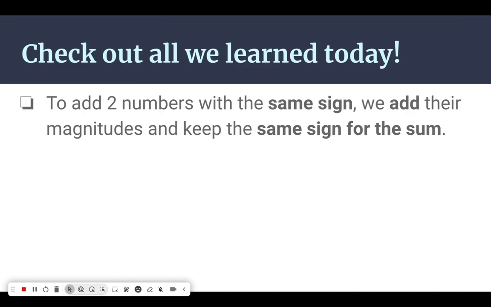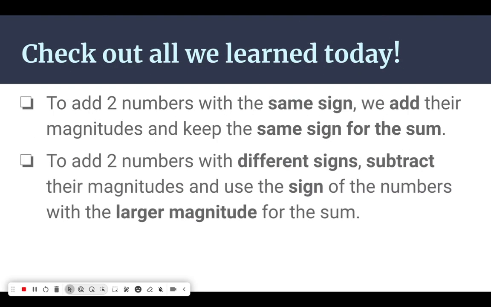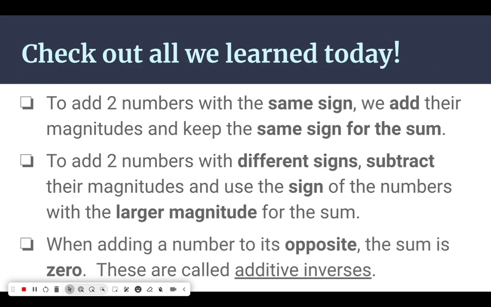We learned to add 2 numbers that have the same sign. We add their magnitudes and keep the sign the same. To add 2 numbers with different signs, we subtract their magnitudes or their absolute values and use the sign of the number with the larger magnitude. And when adding a number to its opposite, the sum is 0. These are called additive inverses. You might want to write that word down, additive inverse.